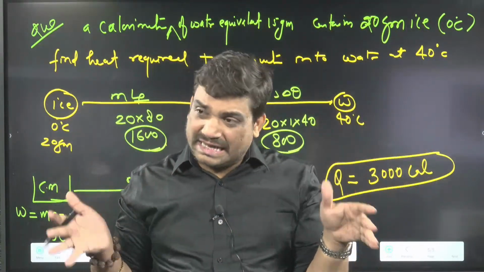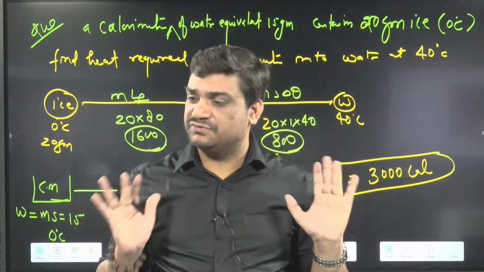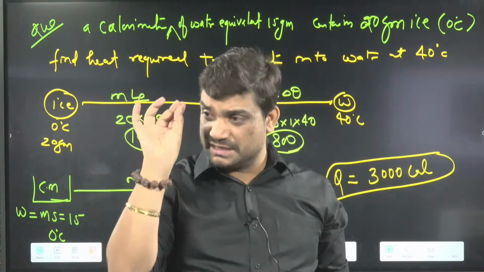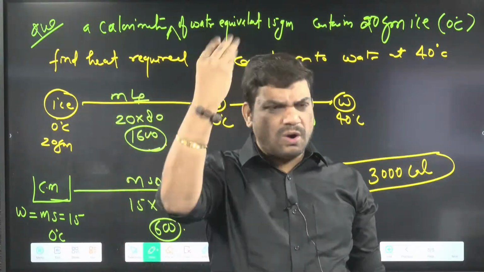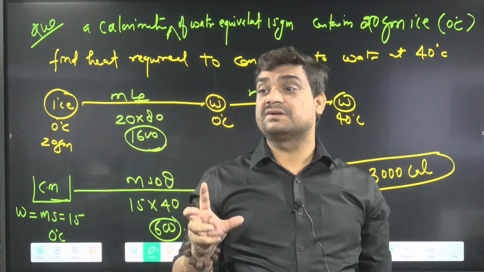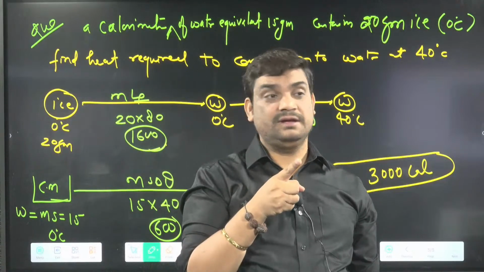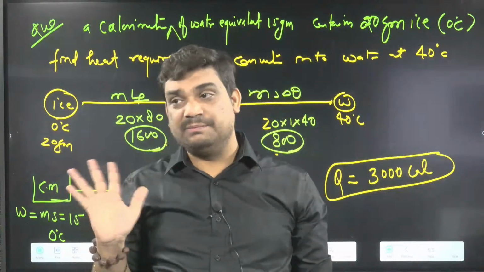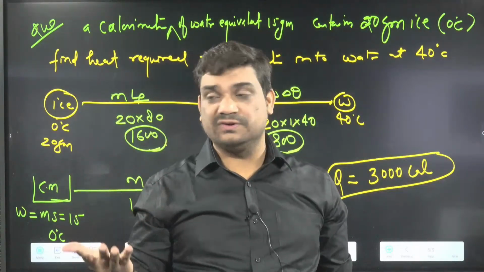First, take me to 0 degrees Celsius. After that, you can melt whatever you want. You can melt 1 gram, 2 gram, 3 gram, 4 gram, whatever gram you want. But first, you have to keep me at 0 degrees Celsius. Then only I will be ready to melt. Otherwise, I will not melt. This is the condition for the ice.